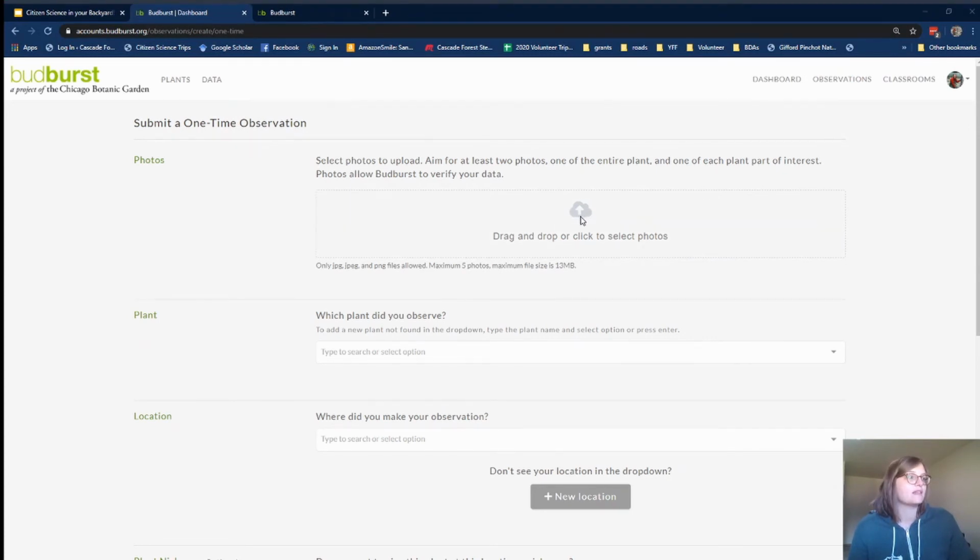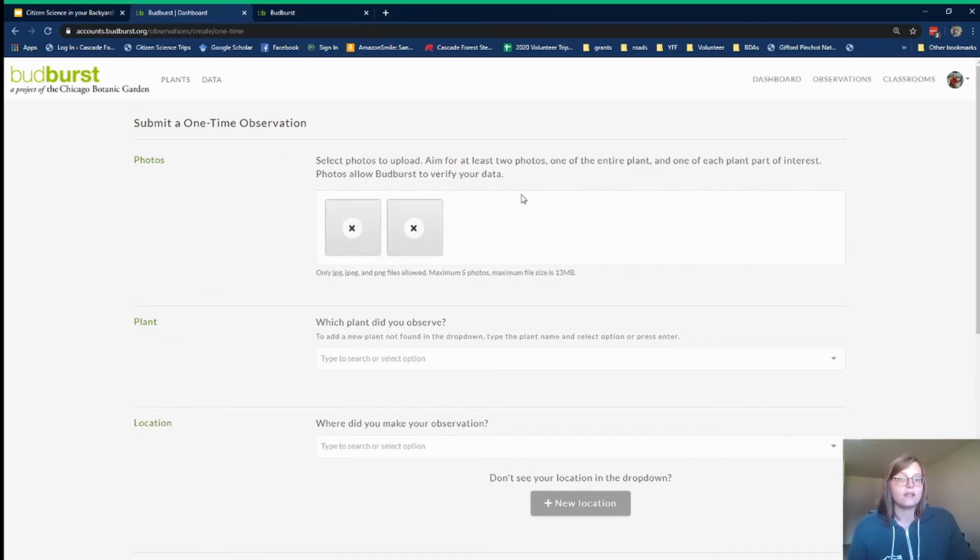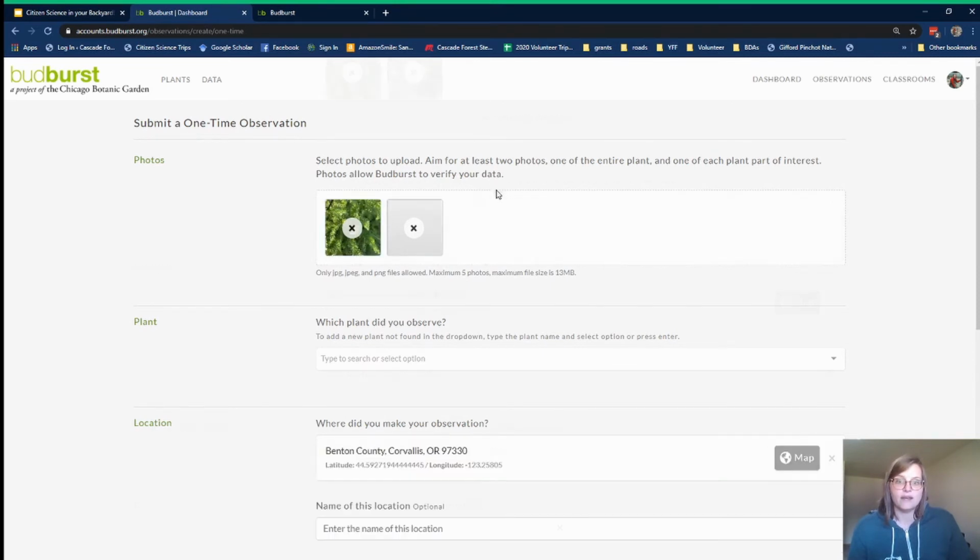So that's the first thing they ask for. You can have up to 5, and they ask for at least 2. There will be people checking your ID. So if you're maybe unsure, then you can upload more photos, and that'll definitely help.